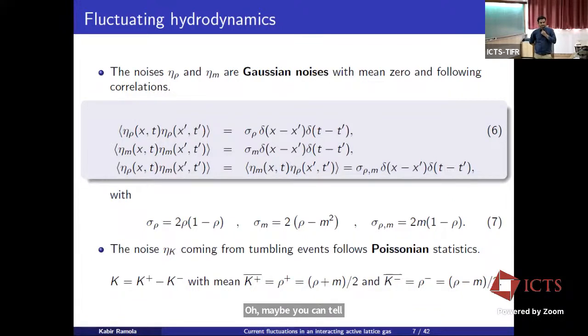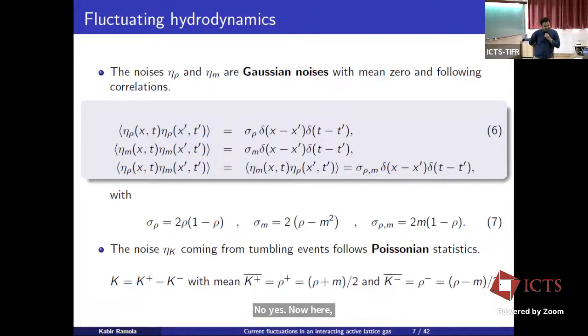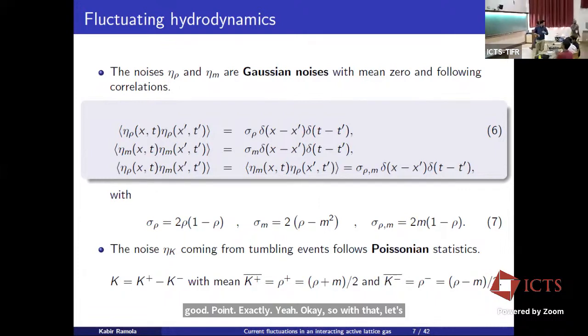This tumbling noise that you have, usually if you consider a single particle, then in the large T limit it behaves like Gaussian noise. Yes. Now here, because of the scaling of gamma, they still behave like Poissonian statistics in the hydrodynamics. Yes, absolutely, very good point. Okay, with that, let's thank Kabir once more for the nice talk.